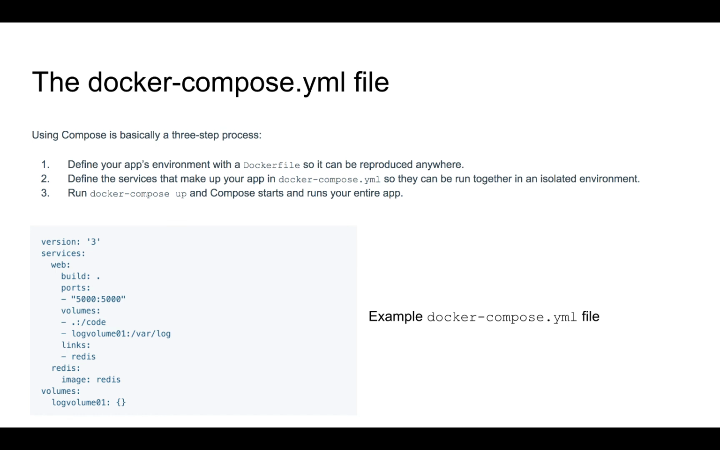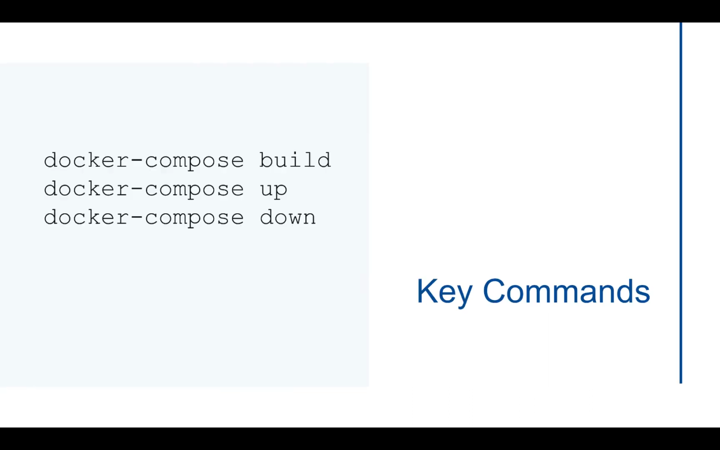Now when we run Compose up, we will have 2 linked containers running. There will be the web container and the Redis container. Here are some key commands for working with Docker Compose, and we'll revisit all of these and more in the hands-on exercise which is coming up later in this section.